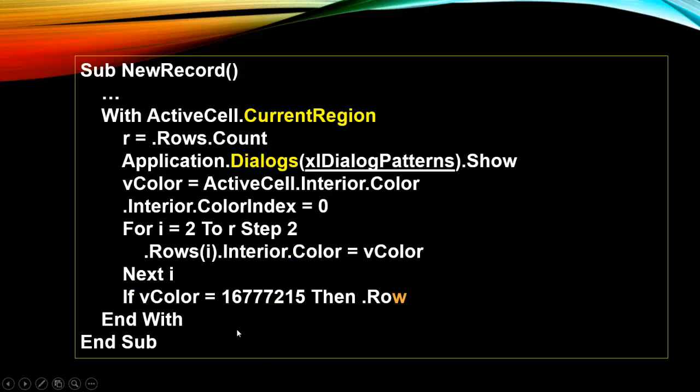The only problem is it will work perfectly until the user says no color. That turns out to be this number. Then we have to adjust the code and say rows interior pattern equals Excel none or interior color index equals 0.